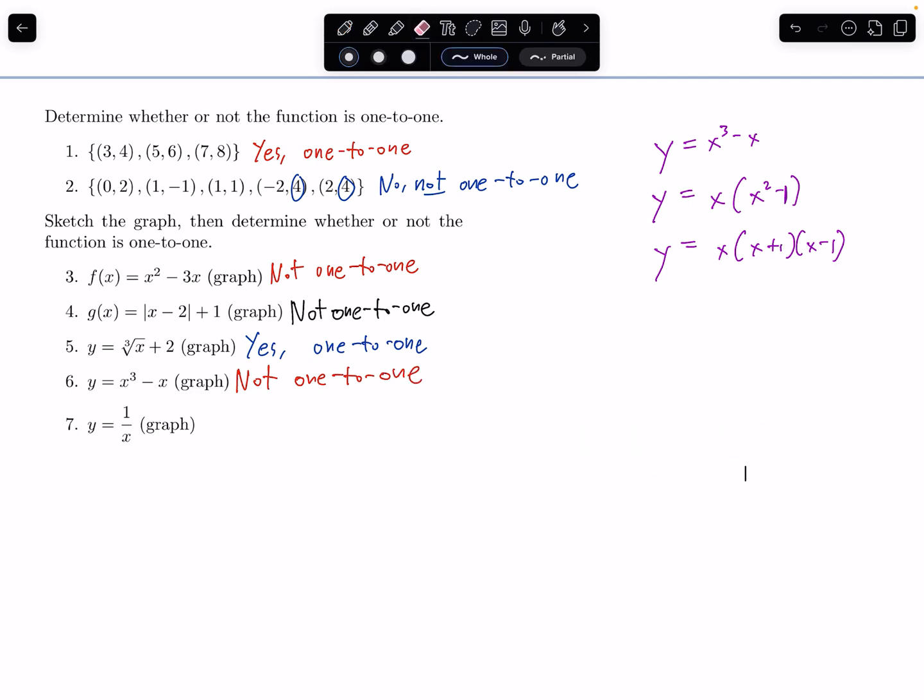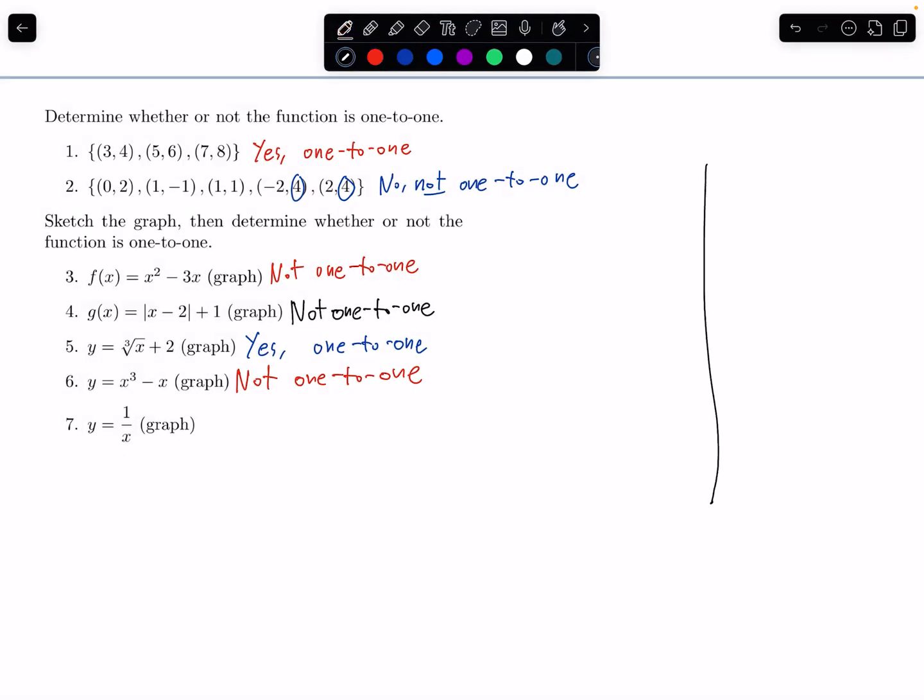Okay, finally, the last question for this video, number 7. And we've got another one of our old friends now. y is equal to 1 over x. And this is something that we should be familiar with how to graph now. Oh, that was crooked, sorry. There you go. Here's x, here's y.